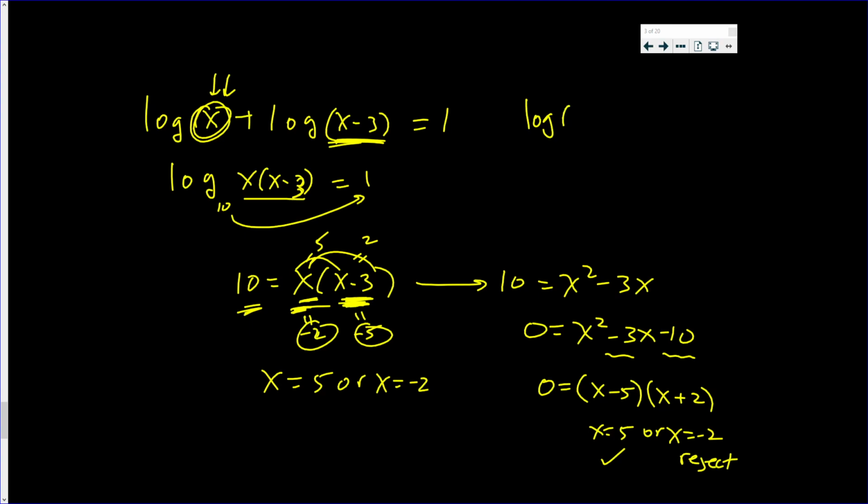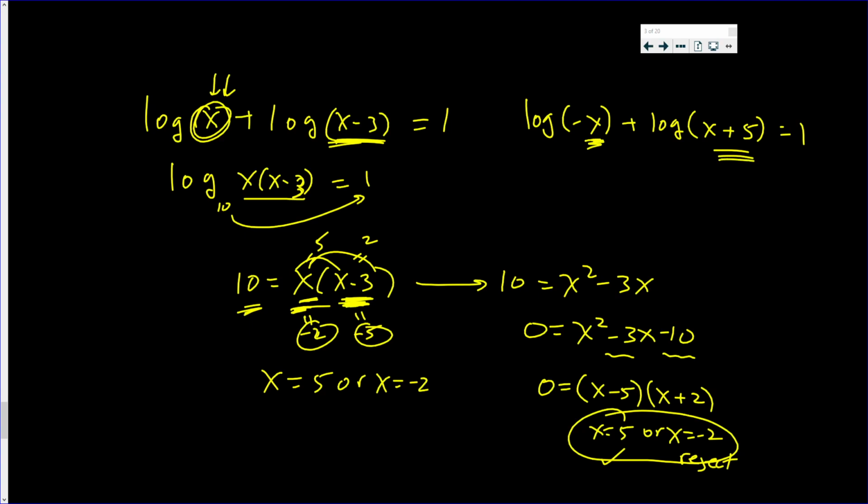If you have log of negative x plus, say, log of x plus 5, let's say that it turned out that these were the two answers. Well, if x is 5, then this will be 10, but this will be negative 5. We have to reject the 5. But then negative 2 would be fine. Negative 2 plus 5 is 3, and negative x will be 2. So in this case, the 5 would go, and the negative 2 would stay.